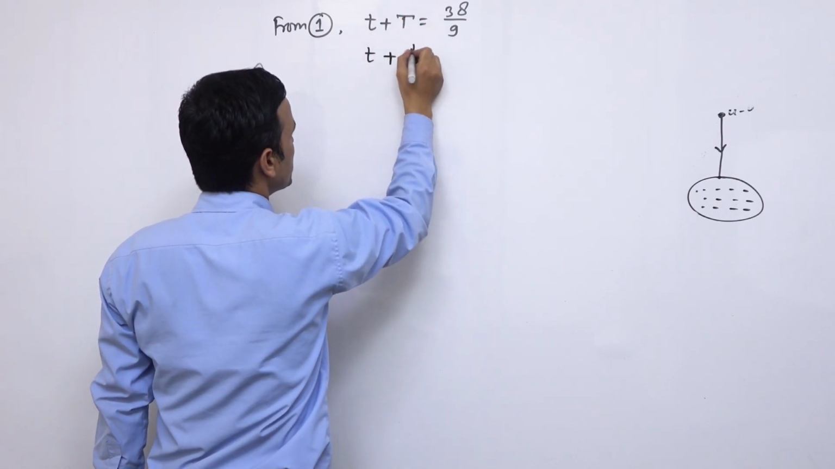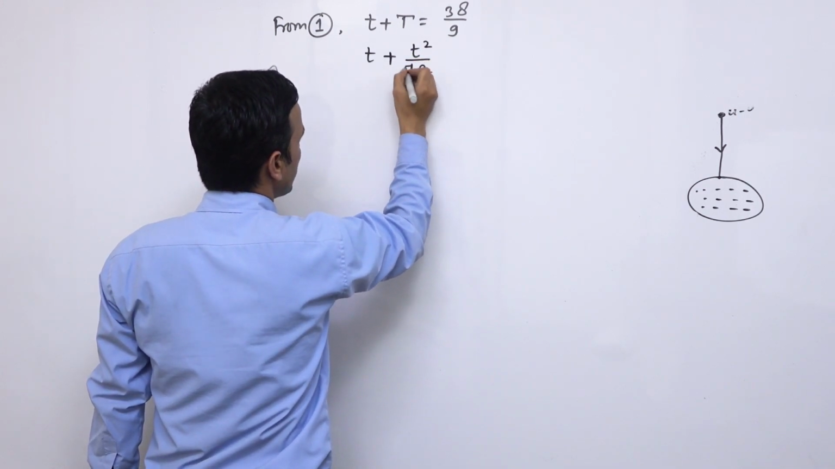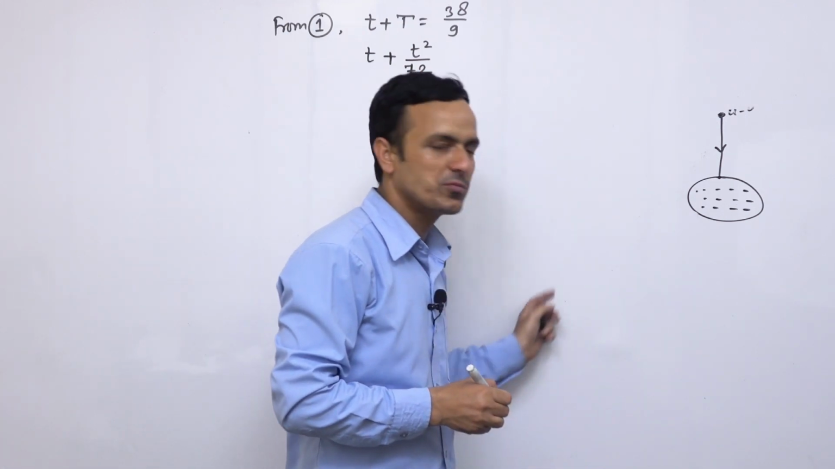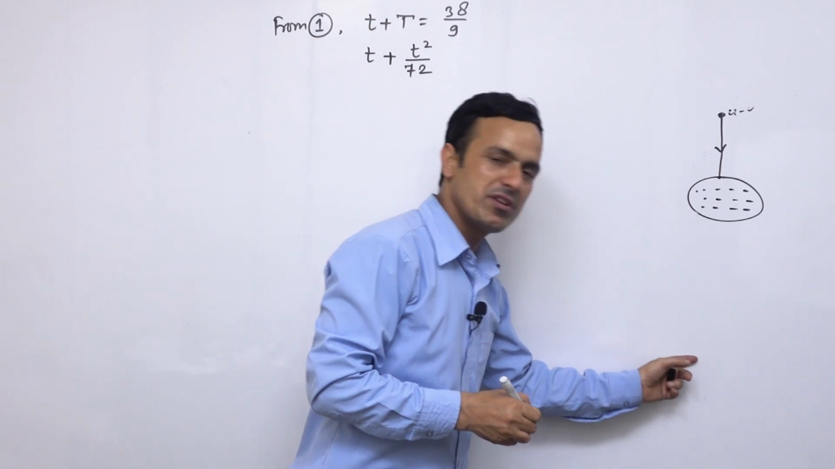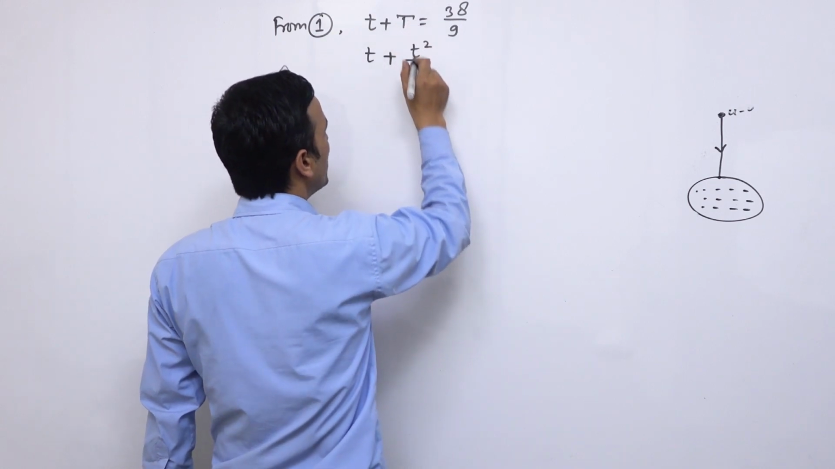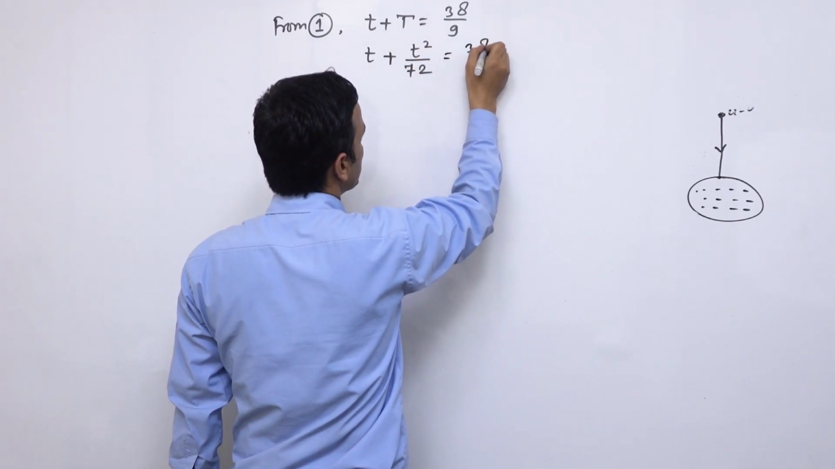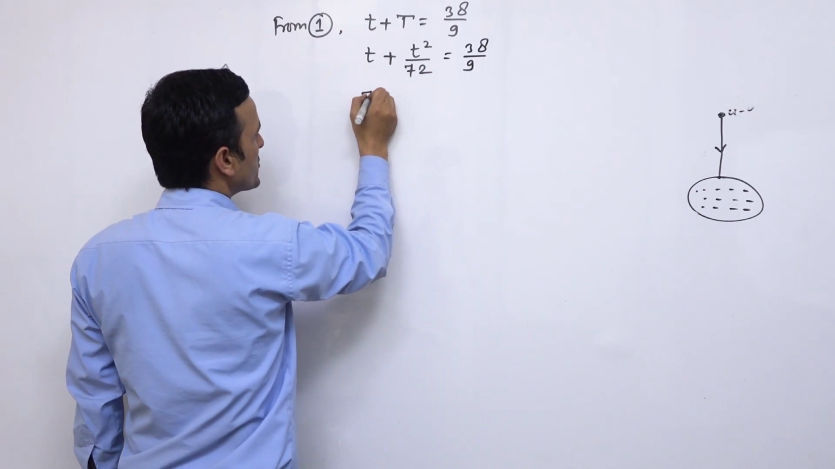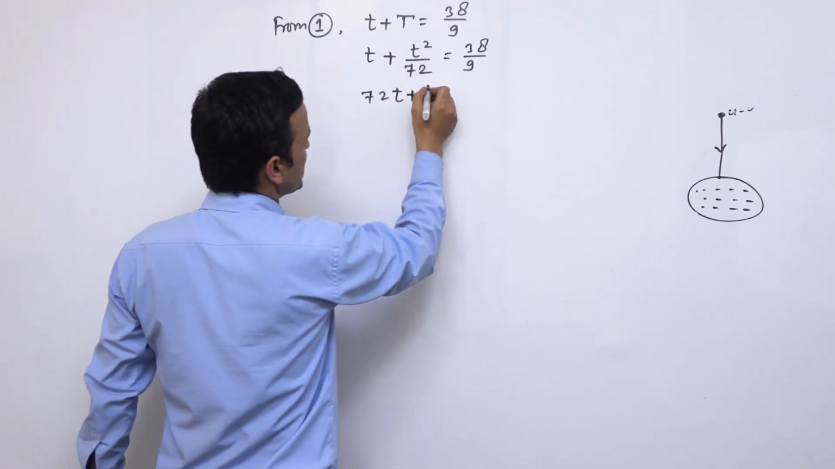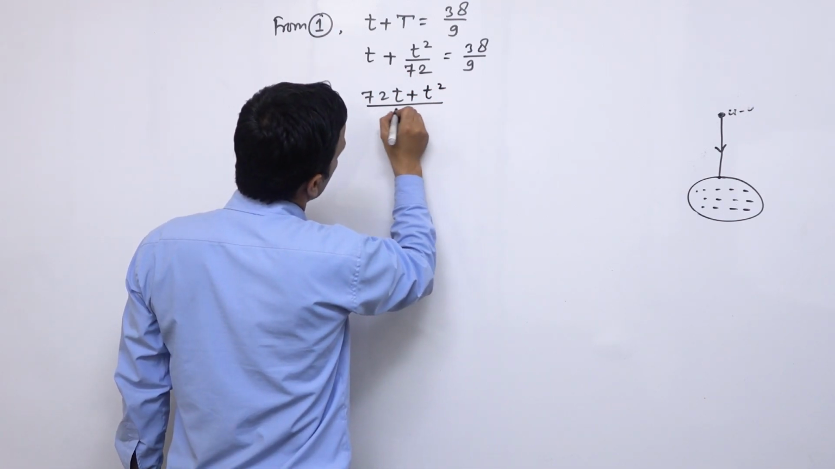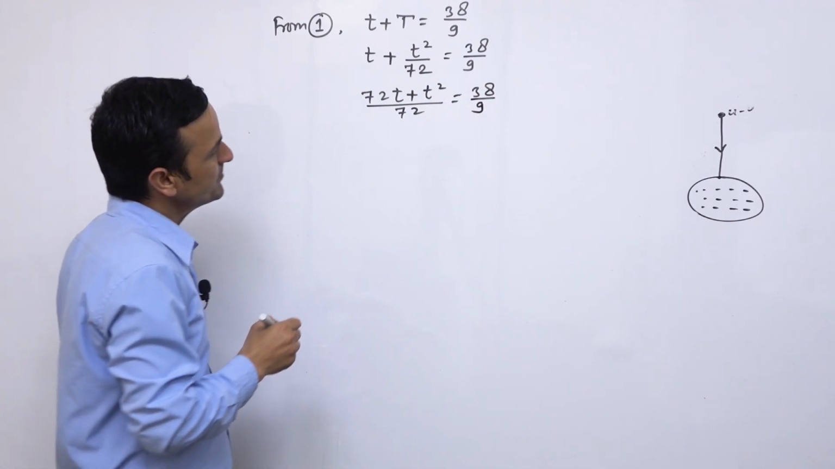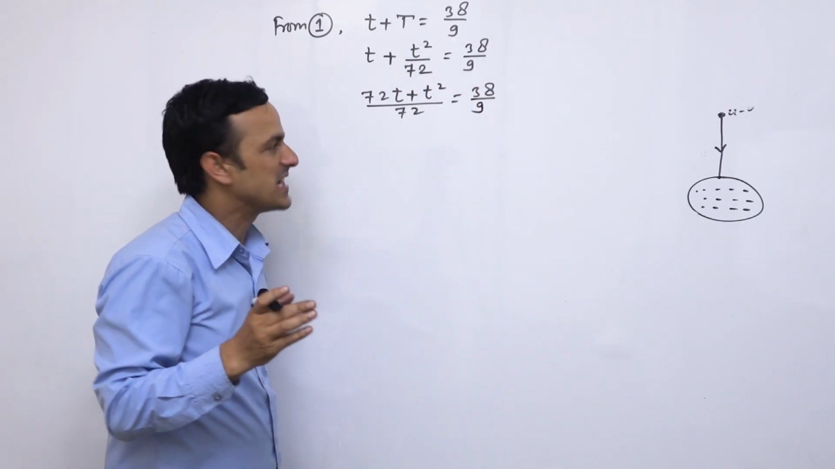T plus capital T means t plus t square by 72. This is the value of capital T, which we already proved. T is equal to t square by 72 and this is 38/9. So if you take LCM over here, 72 times t, and t square, upon 72 is equal to 38 divided by 9. This is the term after taking LCM.